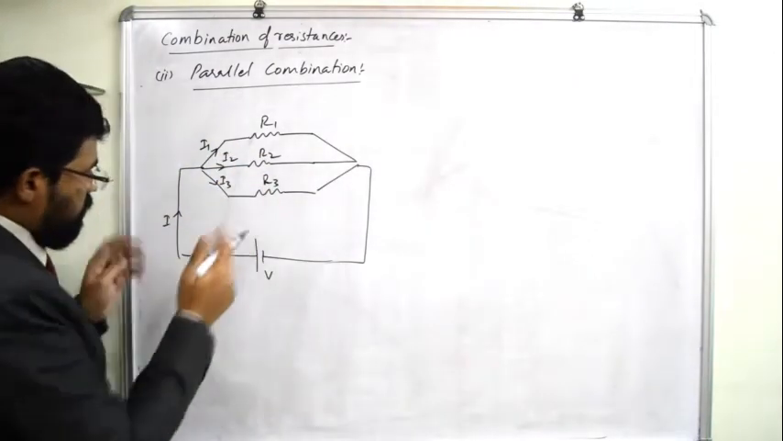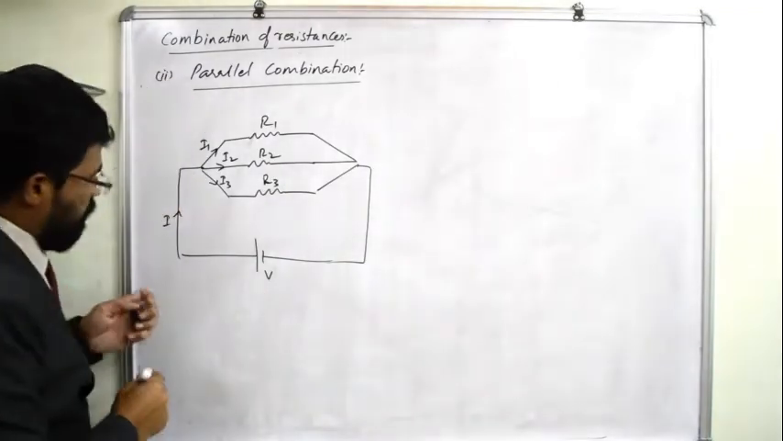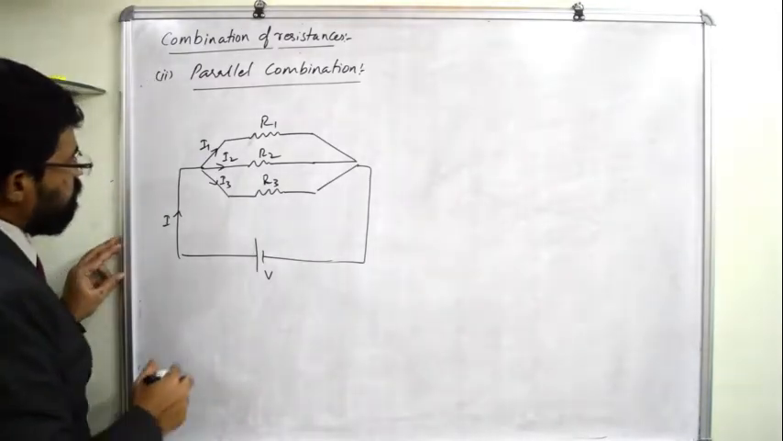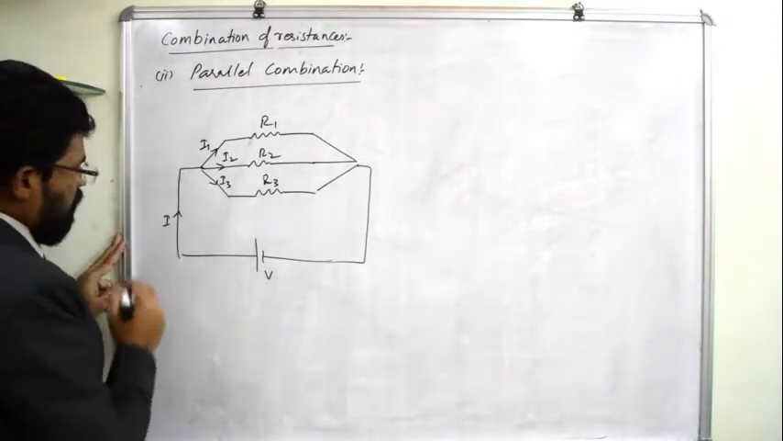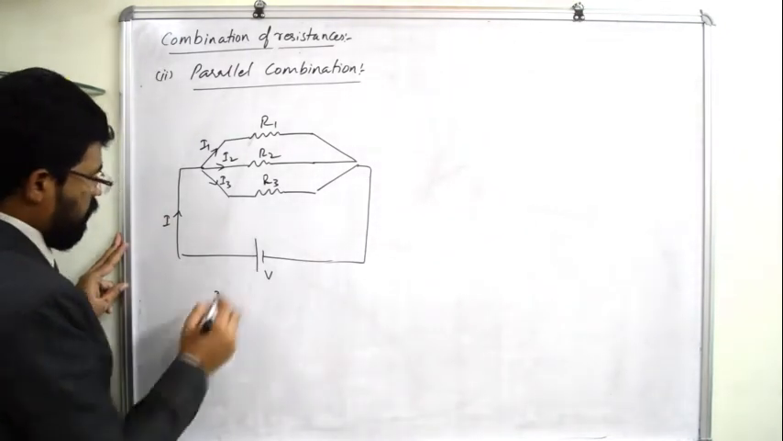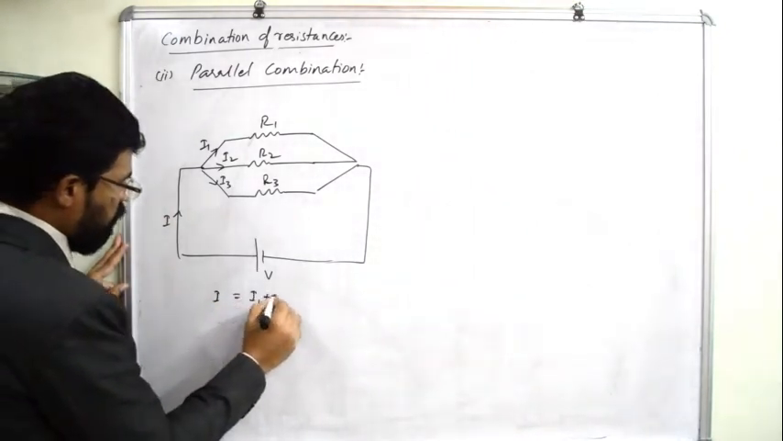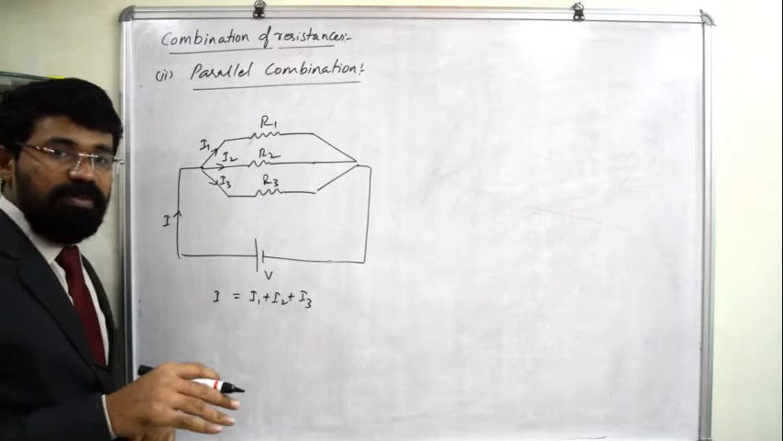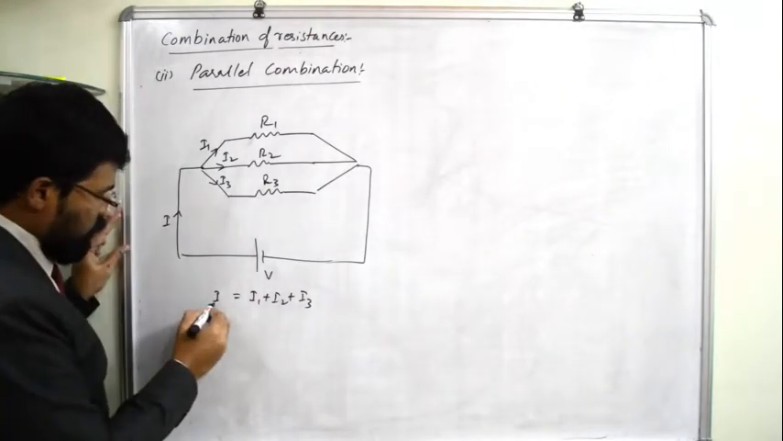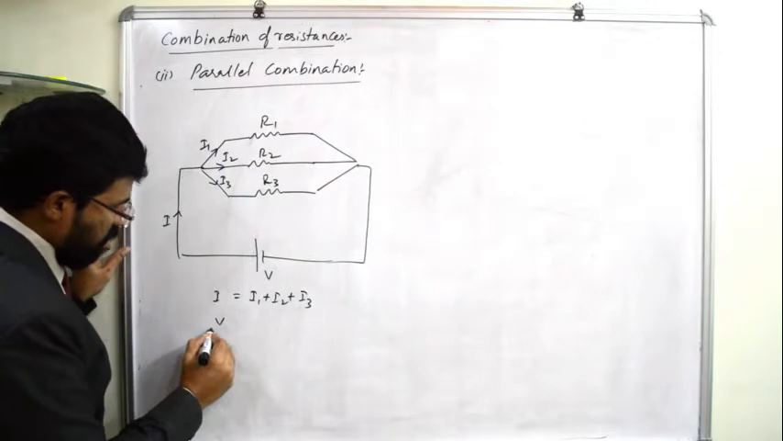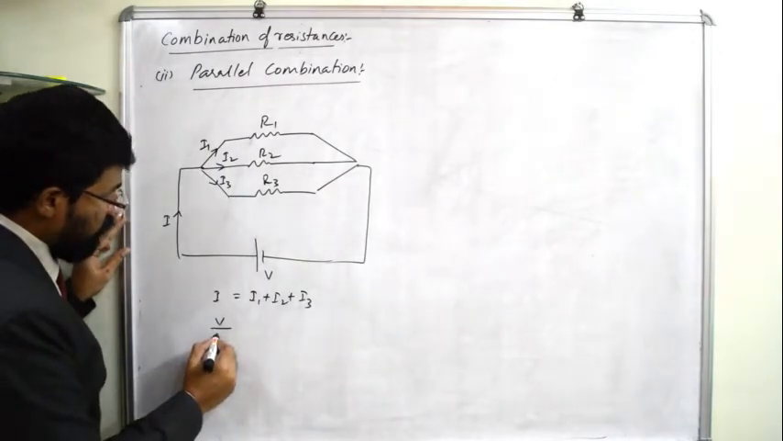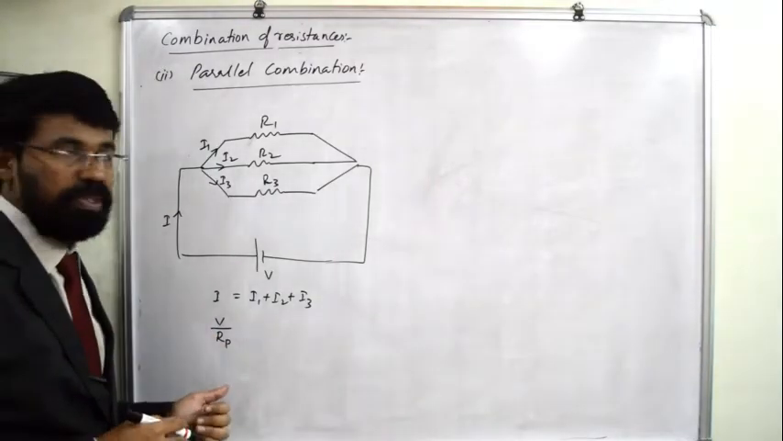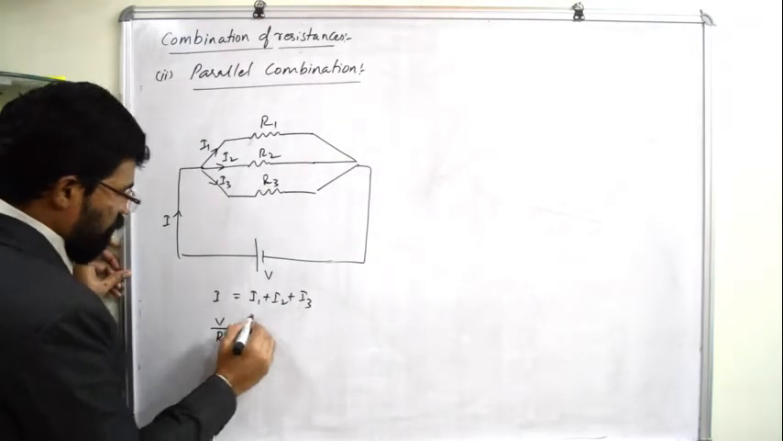Okay, so this is the circuit. Let us proceed with the effective resistance equation. Whatever current is there in the total circuit, that current I can be written as I1 plus I2 plus I3, isn't it? From Ohm's law, I can be written as V by R. This total current can be expressed as total potential divided by total resistance of the combination. I will take the total resistance of the combination as R subscript P, for parallel combination.